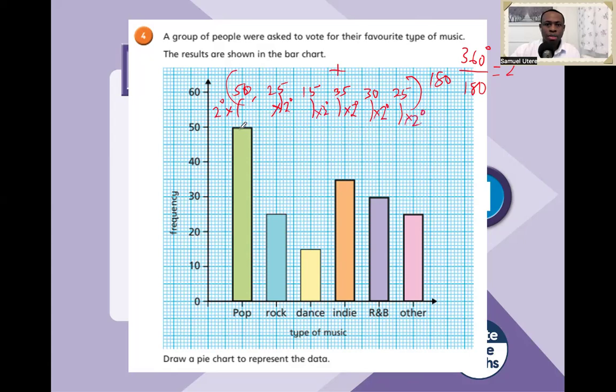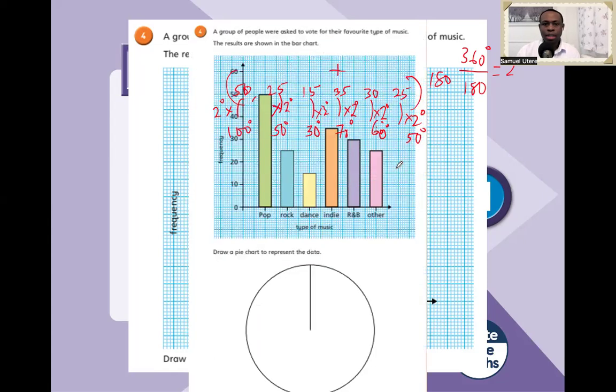So this gives us our angles that we're going to use. Let's do it real quick. 100 degrees, 50 degrees, 30 degrees. That will be represented by 70 degrees, 60 degrees, and 50 degrees. And then you will see that if you add these up, you're going to get 360 degrees. So once you get this data, the next thing is for you to just put it on your pie chart and then put the labels as required.